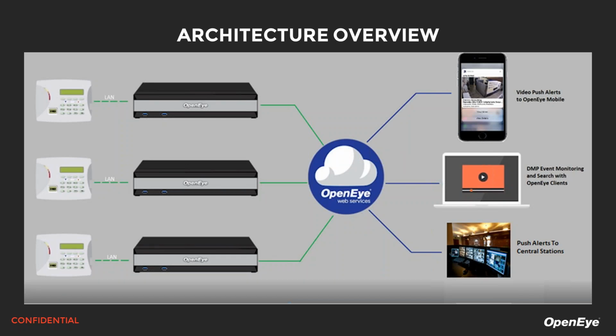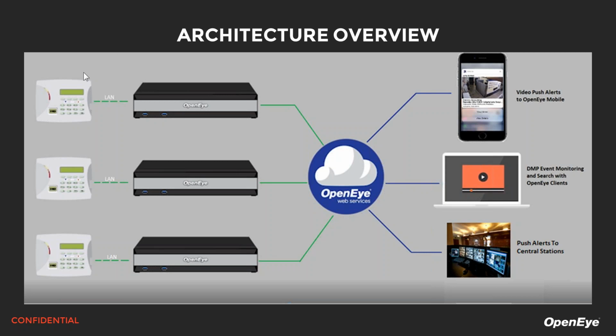Event data from the DMP keypad is passed to the OpenEye recorder over a local network connection, so there's no need for extra wiring or relays here. The recorder passes the event data onto OWS using its persisted secure connection, and OWS then generates alerts based on the event type and the defined rule. OWS can send video push and email alerts to OpenEye Mobile, allow for DMP event monitoring and event search with OpenEye clients, and provide alerts to central station applications.